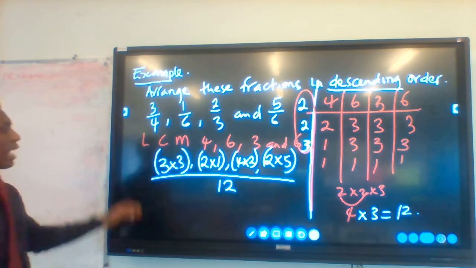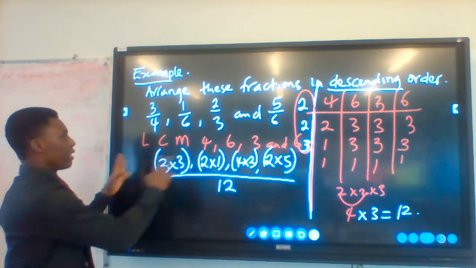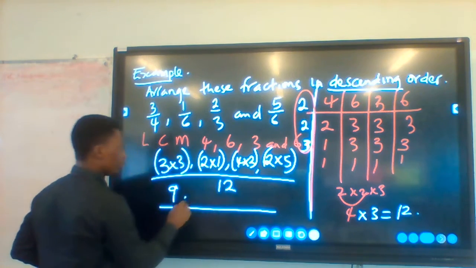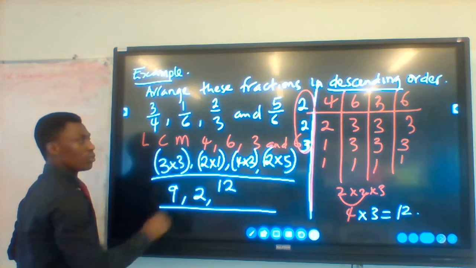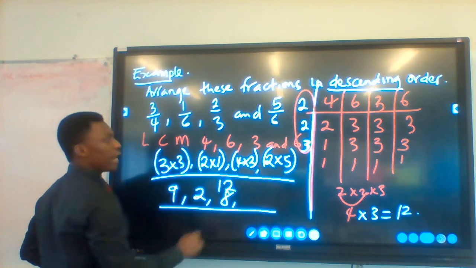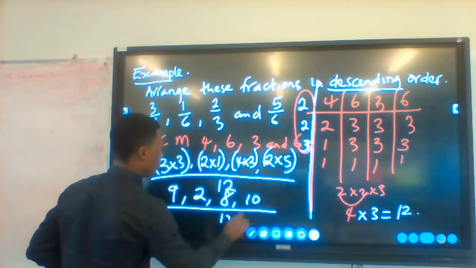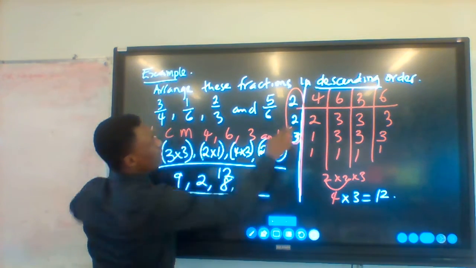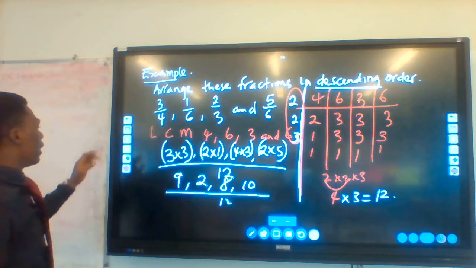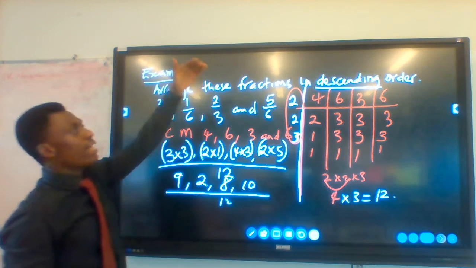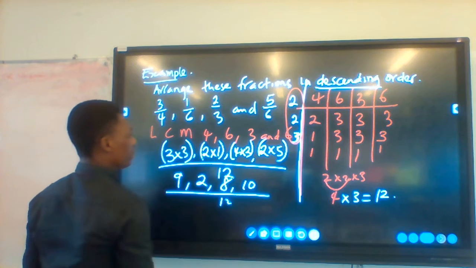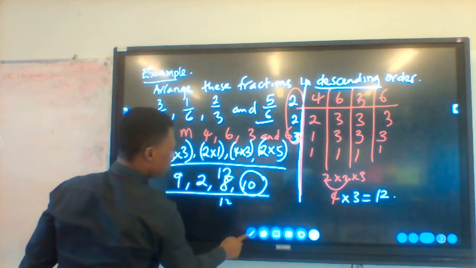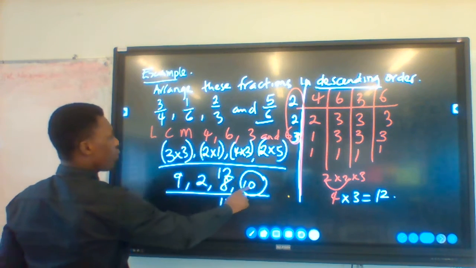Then we can now simplify. Simplify means clear the brackets. We now say 3 times 3, 9. 2 times 1, 2. 4 times 2, 8. And 2 times 5, 10. All over 12. We are arranging, is it in ascending or descending? We are arranging in descending order, which means that we are coming from the highest to the lowest. Which one is the biggest here? The last one. Which one is the last fraction given to us? Please be careful here. The highest one here is 10.